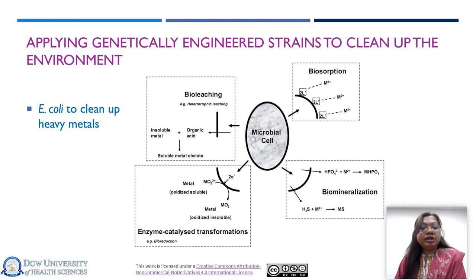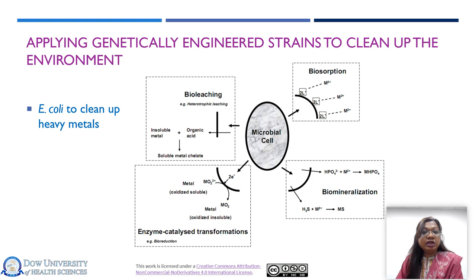Another example is E. coli. E. coli is a type of bacteria that is widely used in biotechnology and research due to its well-characterized genetics and easy cultivation. While E. coli is not typically known for its ability to clean up heavy metals, researchers have explored the possibility of using this bacterium for this purpose. One approach involves genetic engineering of E. coli to express metal-binding proteins or peptides on the surface, which can bind and sequester heavy metals from the contaminated environment.